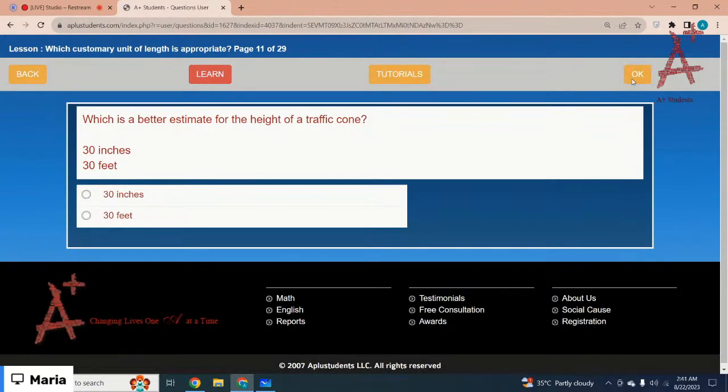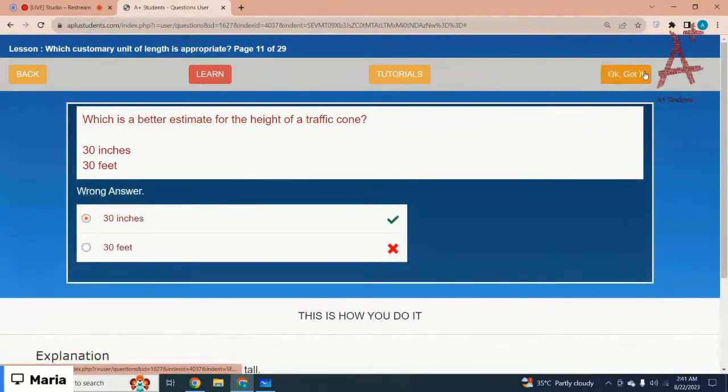Which is the better estimate for the height of a traffic cone? It would be 30 feet, 30 inches, right? Because 30 feet is too long. Okay, that would be 30 inches, right? Okay, so you can complete the lesson by yourself later today.